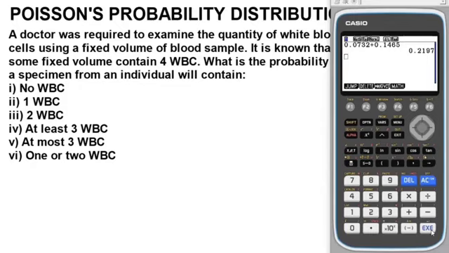So this is basically how you can solve problems involving Poisson's probability distribution with the CASIO graphing scientific calculator in seconds.